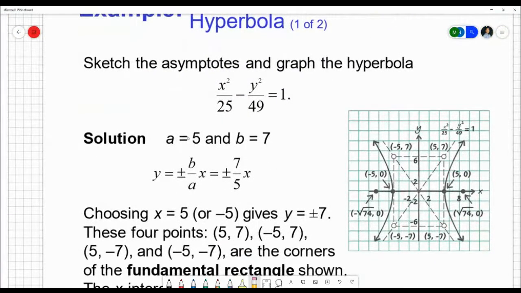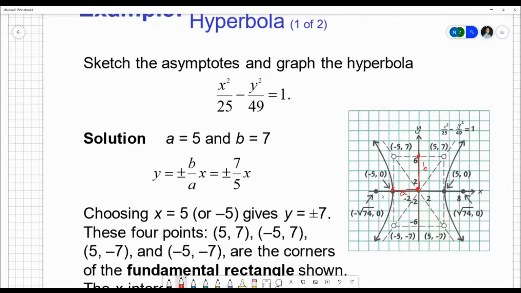The A value is always under the positive term. Here we have x squared being positive, so we know it's going to open left and right. The A value runs along whatever axis this is. Here this is x, so it runs horizontally from the center: left 5, right 5. From here to here, that's my A value. My B value here is 7, so that gives my vertical from here to here. That's my B value.